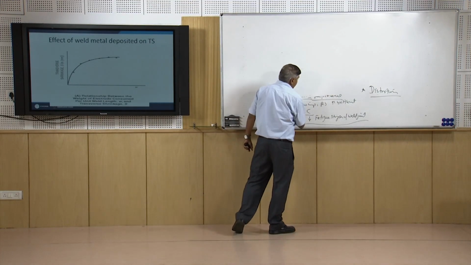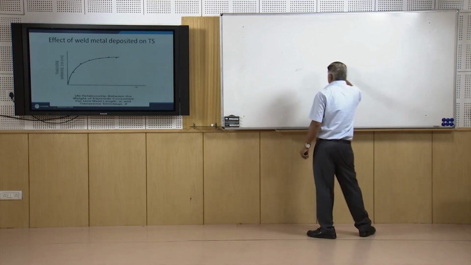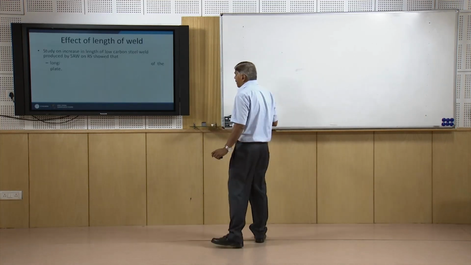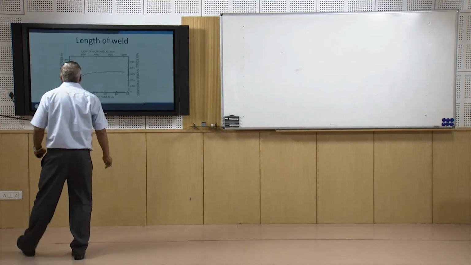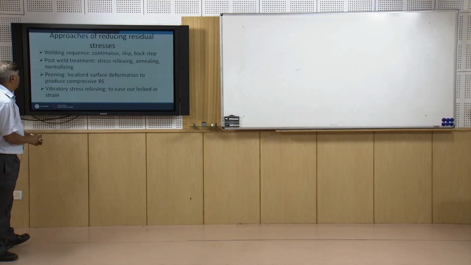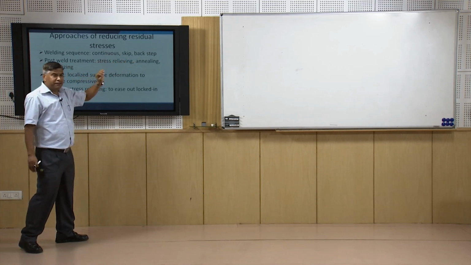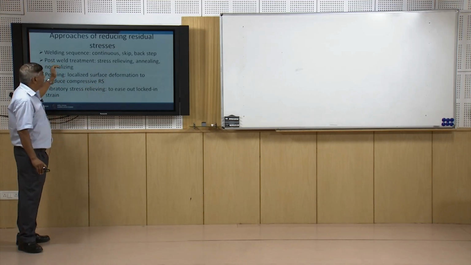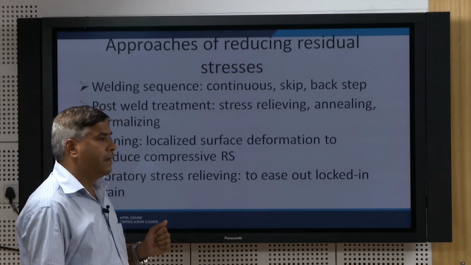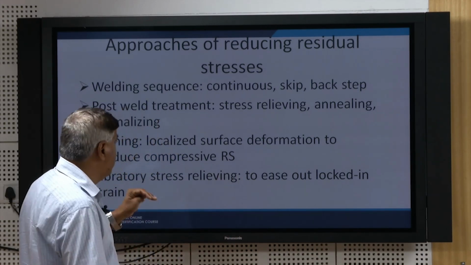Apart from these effects, we will see the methodologies which can be used to reduce the residual stresses. Considering the approaches for reducing the residual stresses, the sequence of welding may be chosen properly. Instead of continuous welding, skip welding and back step welding both help in reducing the residual stresses. Then we can do the post weld heat treatment, because whenever heating is done at a higher temperature, it helps to soften the base metal, and once the base metal or the weld metal is softened, it relieves the locked in strain, and thereby helps to reduce the residual stresses.